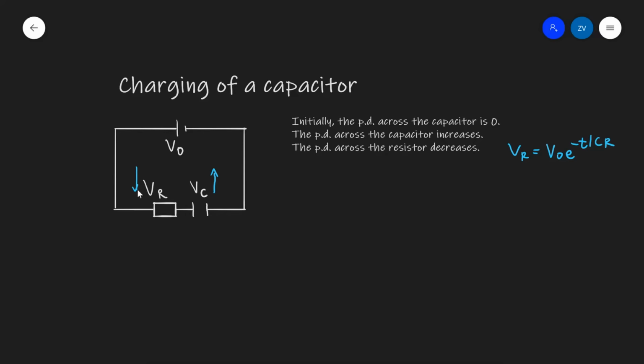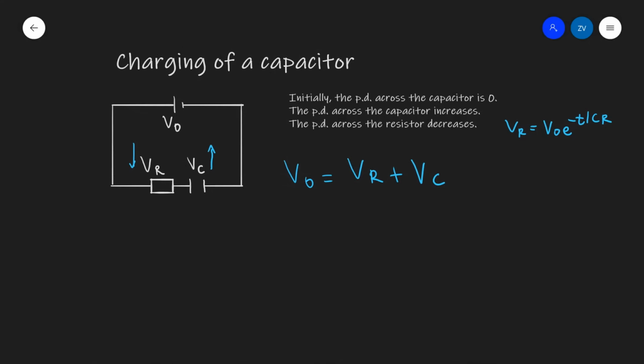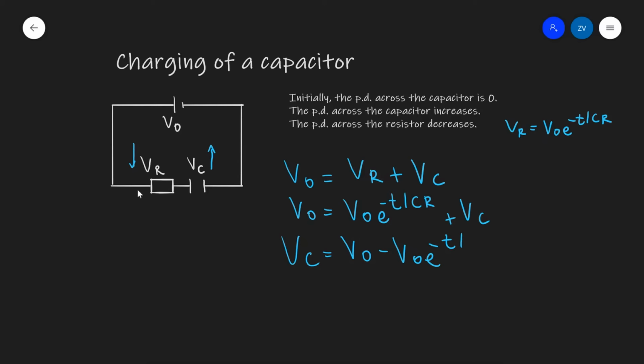We can use Kirchhoff's second law, that the sum of the EMFs. In this case, we only have one EMF, which is V0. The potential difference across the cell will be equal to VR plus VC, which is the voltage across the capacitor. And what we can do is just write down that V0 is, rather than VR, I'm going to write V0 e to the -t over CR plus VC. I can rearrange for the PD across the capacitor, and I'm going to get that VC will be equal to V0 minus V0 e to the -t over CR.